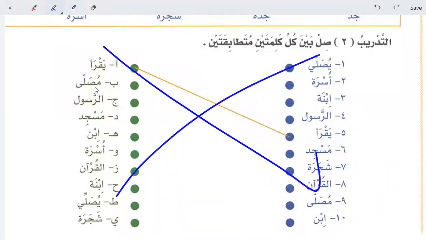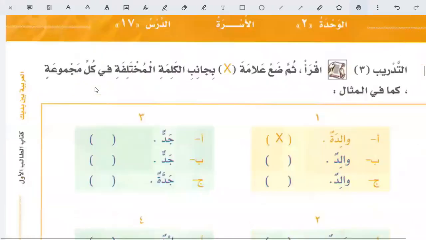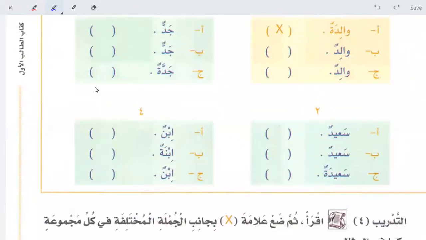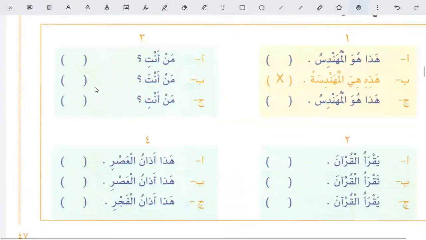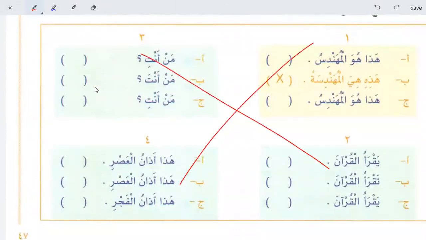No need to do this question. It is useless. No need to do this one as well. No need to do this one.